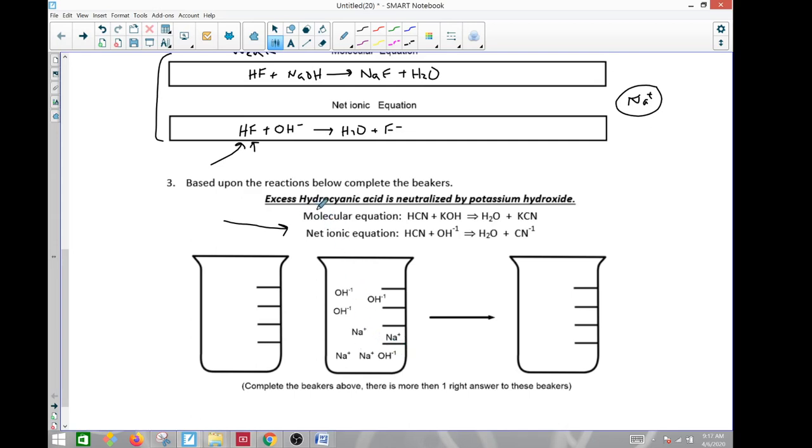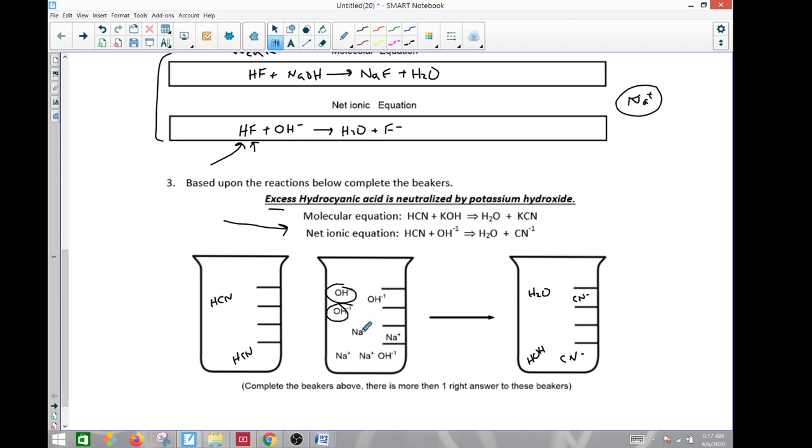Excess hydrocyanic acid is neutralized by potassium hydroxide. Again, you should be trying these beakers out before I give you an answer. I want an excess though. So I got one of these guys. We'll grab HCN. Notice I'm keeping it together. To form a water molecule and CN negative. Another hydroxide grabs an HCN to form a water molecule. I'm going to go HOH here, just for fun.